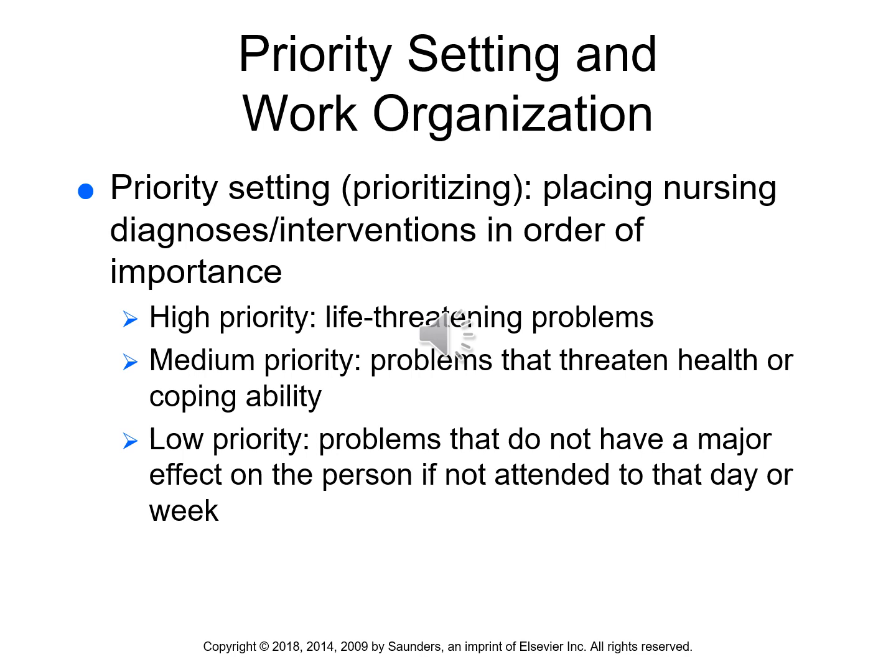So you're going to divide them into high priority, medium priority, and low priority. High priority are life-threatening problems. For example, I can't breathe, I've got something lodged in my throat. That's a high priority; you have to tend to that immediately, right? Medium priority are problems that threaten a person's health or coping ability. I could tend to my high priorities first and then get to them quickly after that. The low priority ones are problems that do not have a major effect on the person if not attended to that day or even that week. They don't really have a major effect.